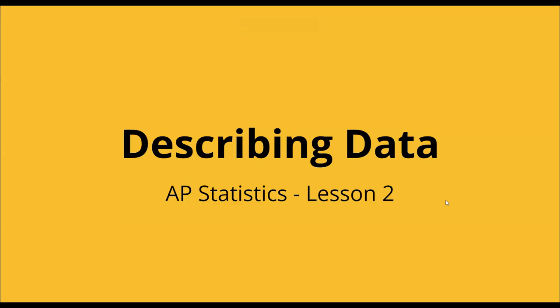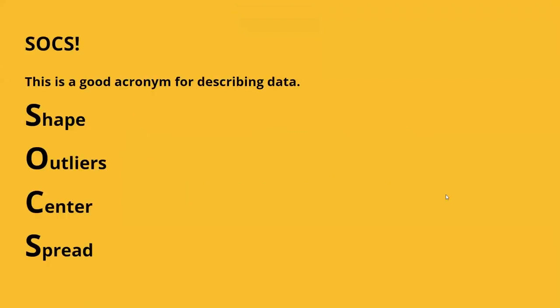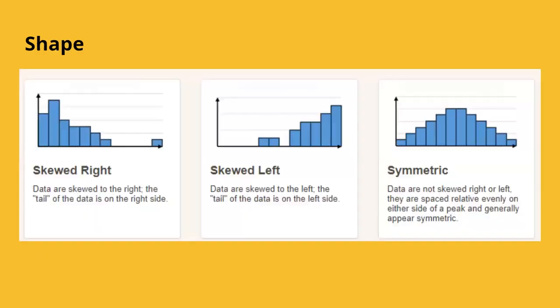But anyways, SOCS. This is not something I made up, but it's a good acronym for describing data. These are 4 different things that, if you had maybe an FRQ or something, you would want to talk about so that you could describe the data. That is shape, outliers, center, and spread. So let's talk about those 4 things.